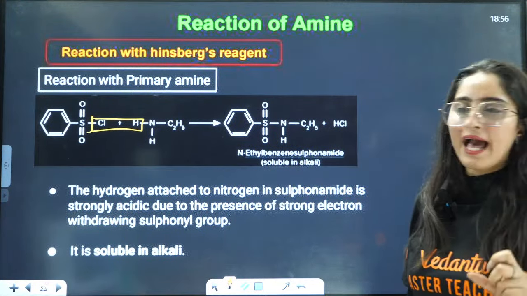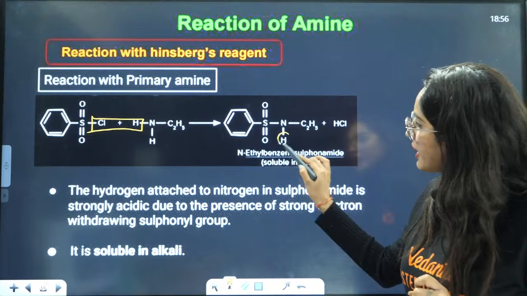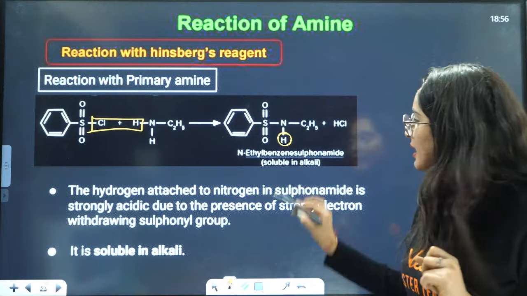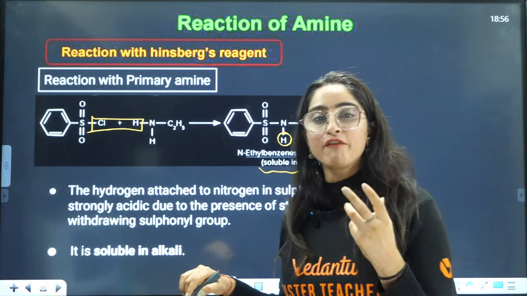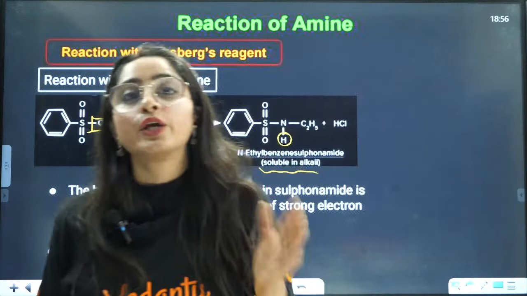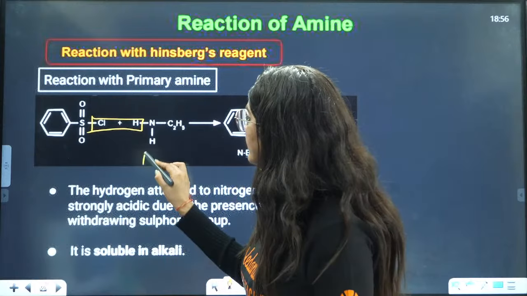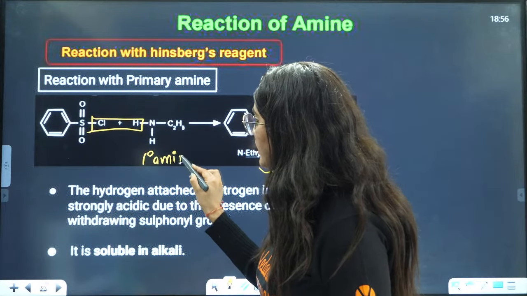Now, what is the catch here? This product is having one hydrogen. That is why it is soluble in alkali. So when you have a product which is soluble in alkali, you can say it is a 1 degree amine.